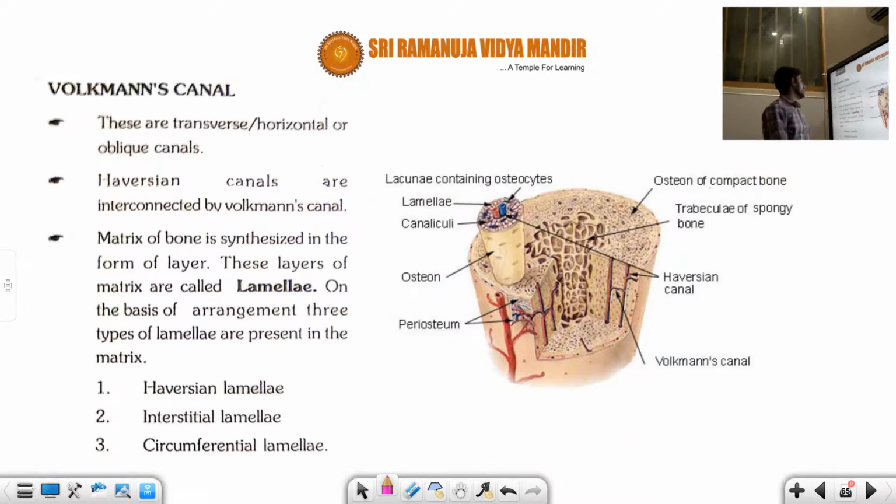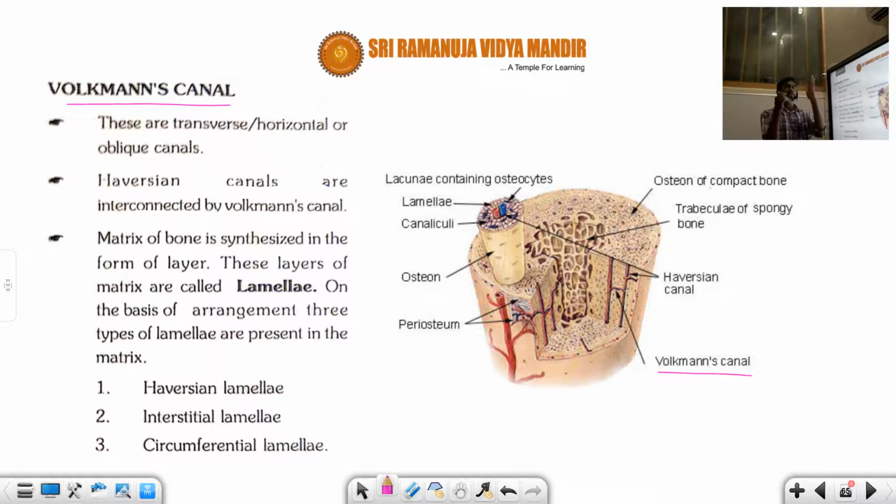The next one is the Volkmann canal. I told you already, right? These are the transverse or horizontal oblique canals, right? Volkmann canal. So this is the part we are going to discuss, students. The Volkmann canal, simply, is a transverse canal.